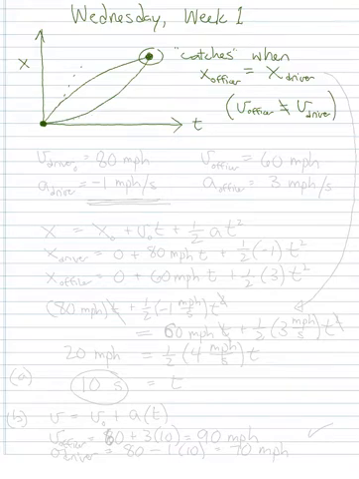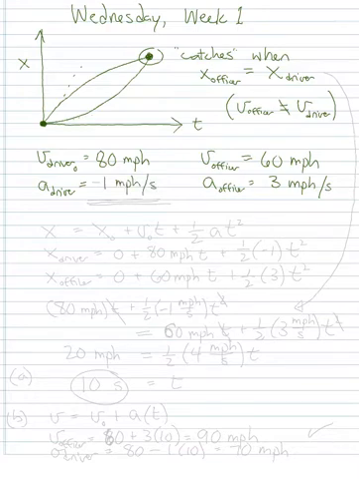Okay, so what we know is that the initial speed of the driver is 80 miles per hour, and the initial speed of the officer is, let's see, 60 miles per hour, and the acceleration of the officer is 3 miles per hour per second, and the acceleration of the driver is equal to 1 mile per hour per second.